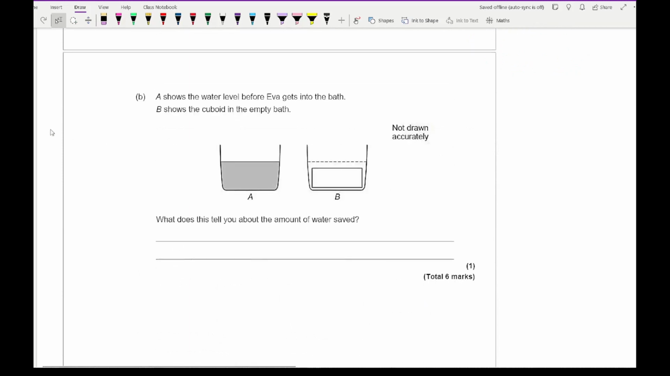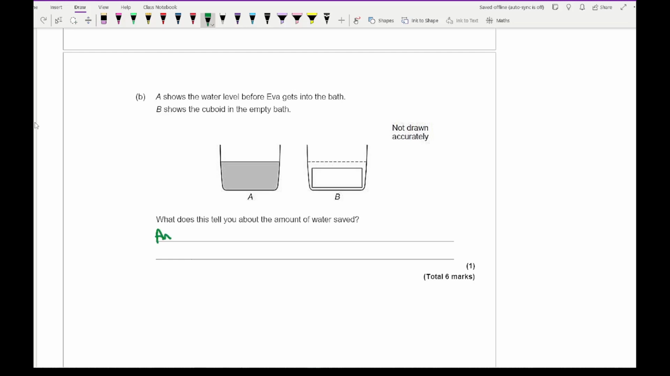Then moving on to B, it says that A shows the water level before Eva gets in a bath, and B shows the cuboid in the empty bath. What does this tell you about the amount of water saved? Well, there are two possible popular answers you could give here. As you can see from the diagram, the cuboid is smaller than the actual bathtub. So you can start by saying that.